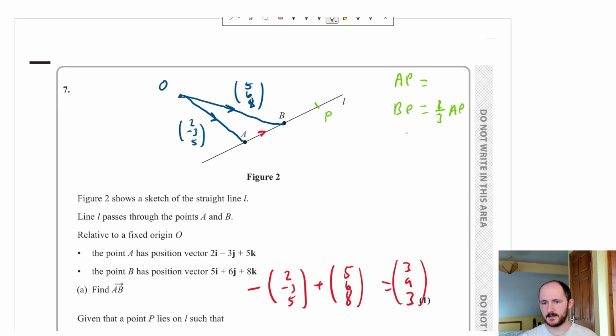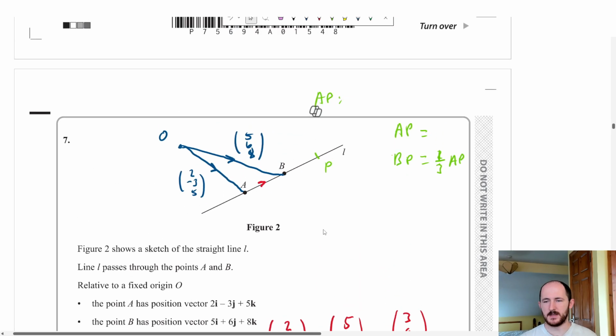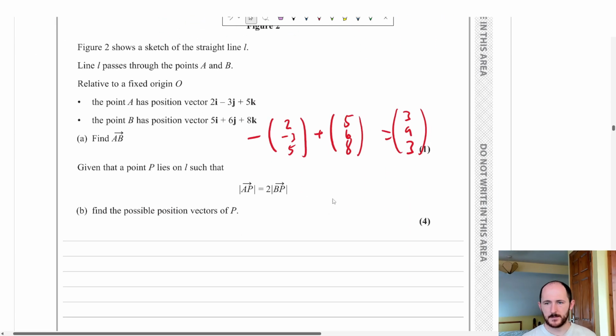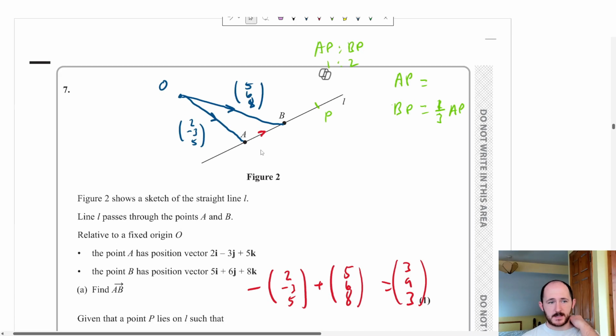And yeah, that works. Because if you think about it, the ratio AP to BP is in the ratio of 1 to 2, right? So that means B to P is 2/3 of the whole line, A to P is 1/3. Okay, so we can use this to work out some of the potential vectors.